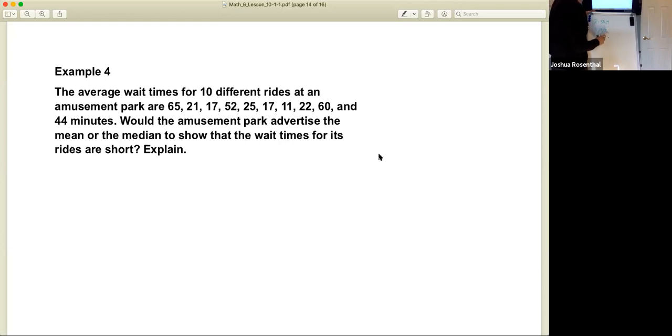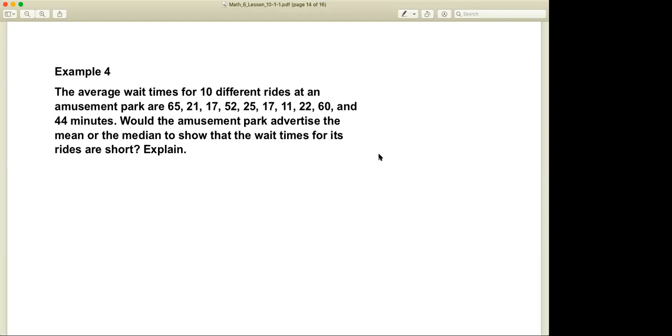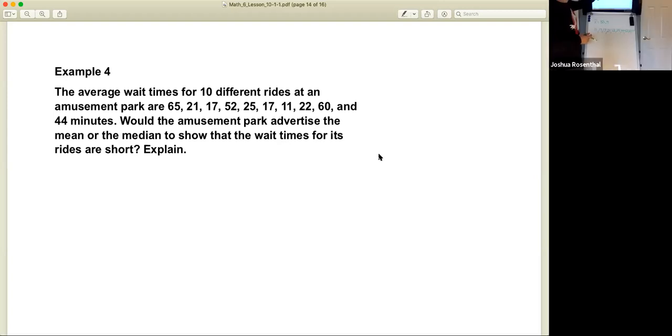Anything else with the ones? No, 2s. Okay, 21, 22, 25. Okay, anything in the 3s? No. Anything in the 4s? One of them, 44. Anything in the 5s? 52, 60, and 65. Count them. It said 10. Make sure you have 10. 1, 2, 3, 4, 5, 6, 7, 8, 9, 10. There is a mode. What's the mode here? 17. They didn't ask for that though.